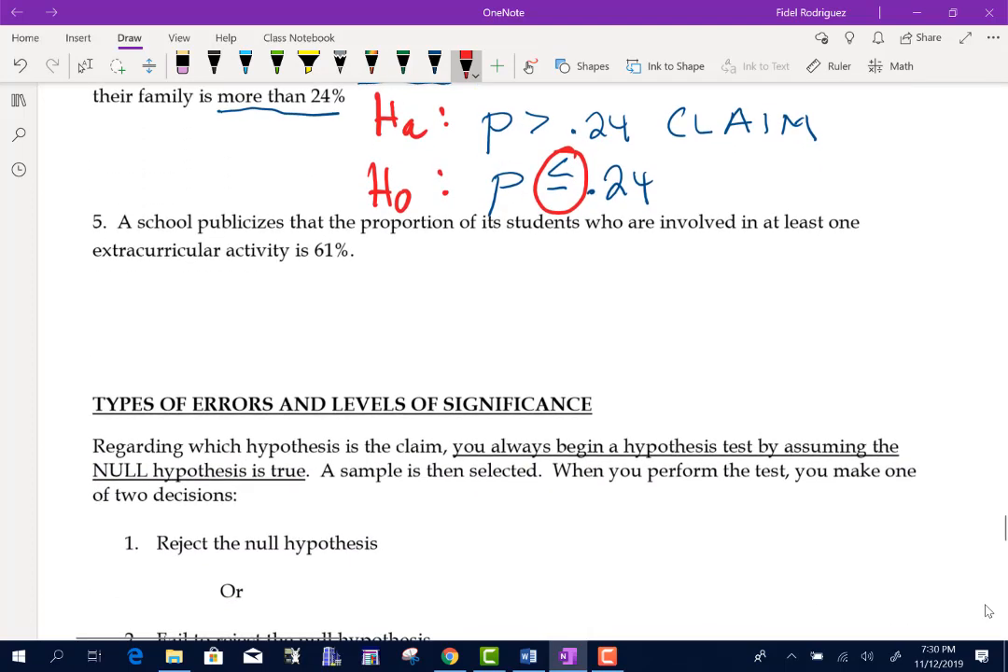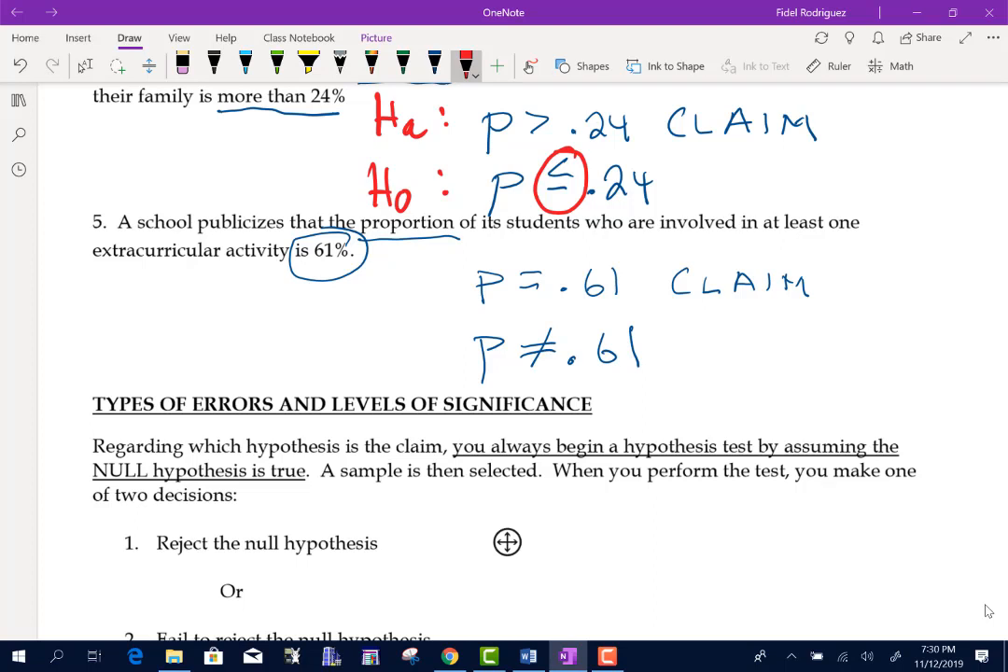Alrighty. So now let's see what else we got here. It says a school publicizes that the proportion of its students who are involved in at least one extracurricular activity is 61%. Okay, so proportions, we're talking about P. Y'all remember what is meant again? Equals 0.61. Again, guys, this is my claim. Okay. So what's the opposite of saying something is equal to? Not equal to 0.61, okay?